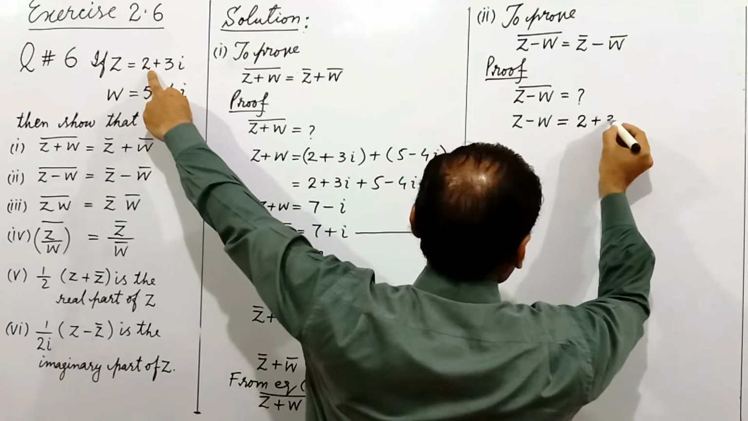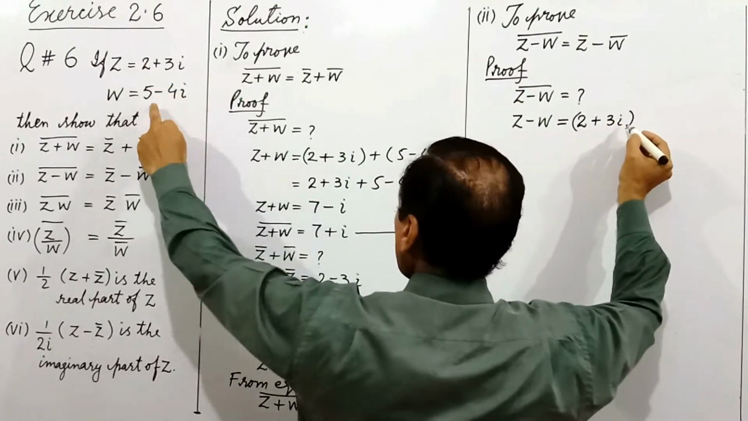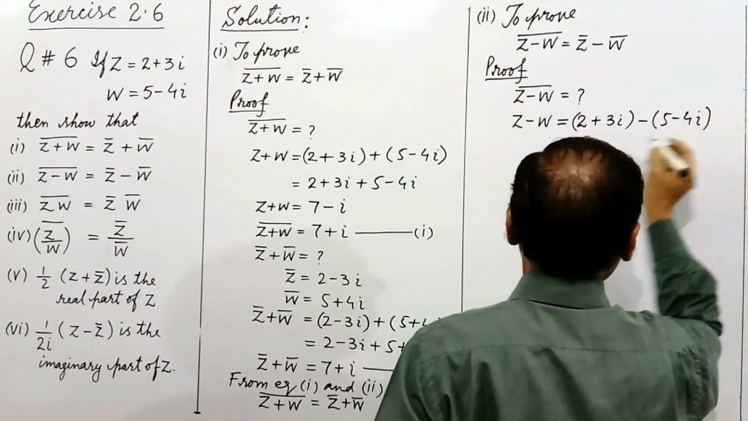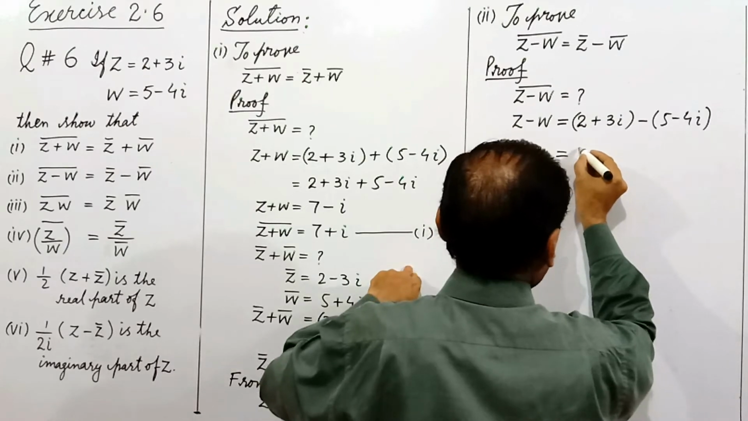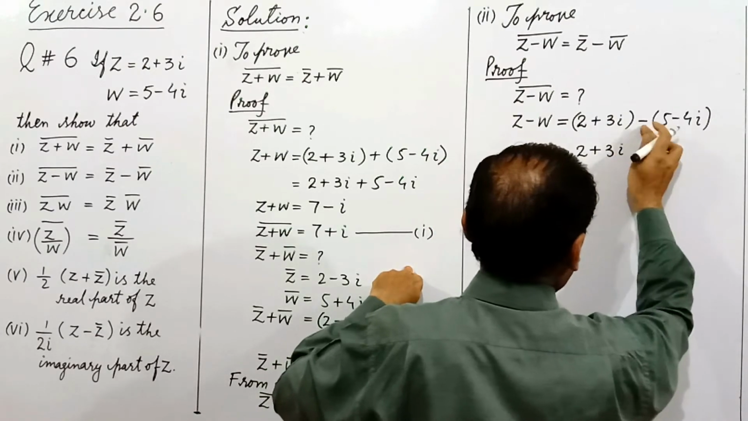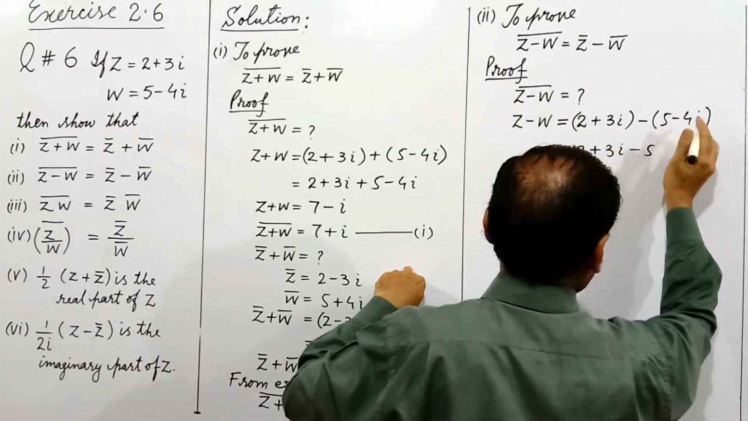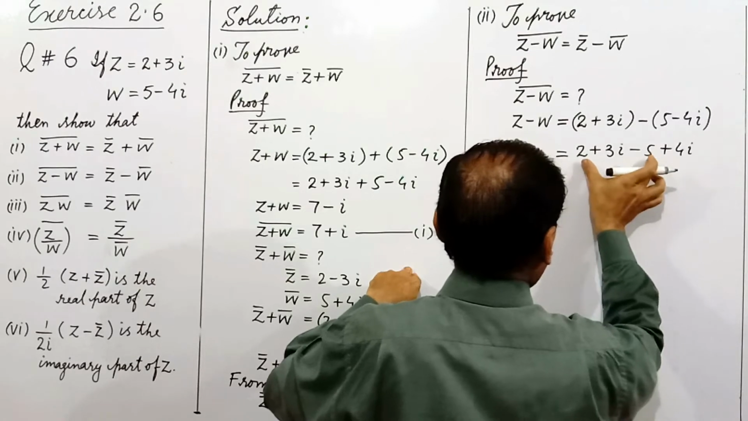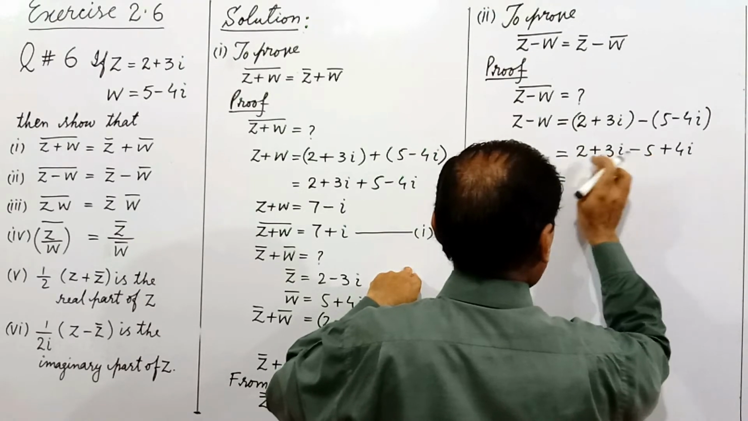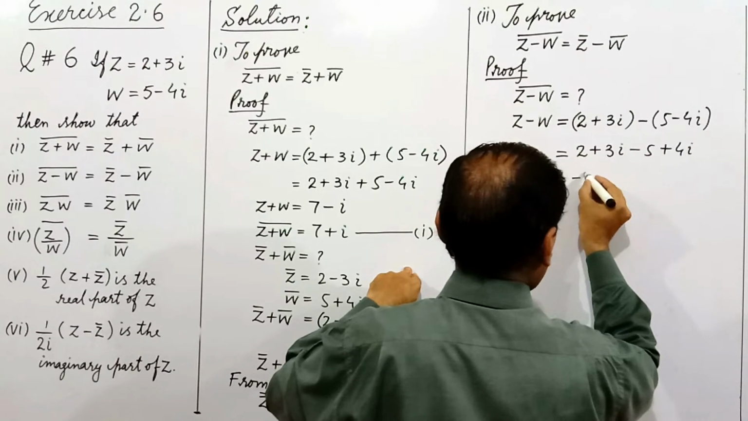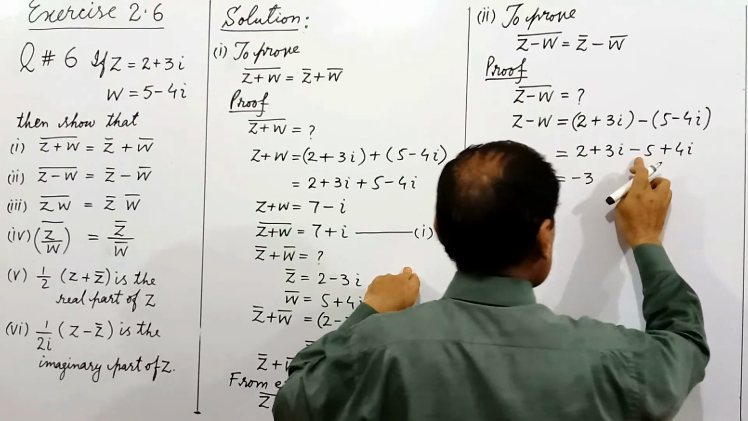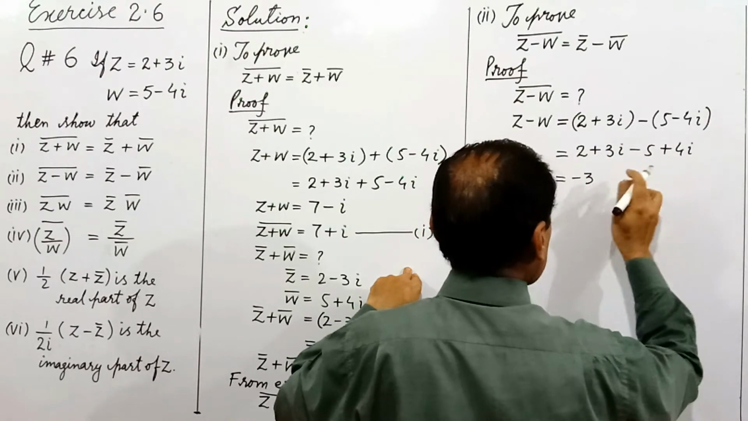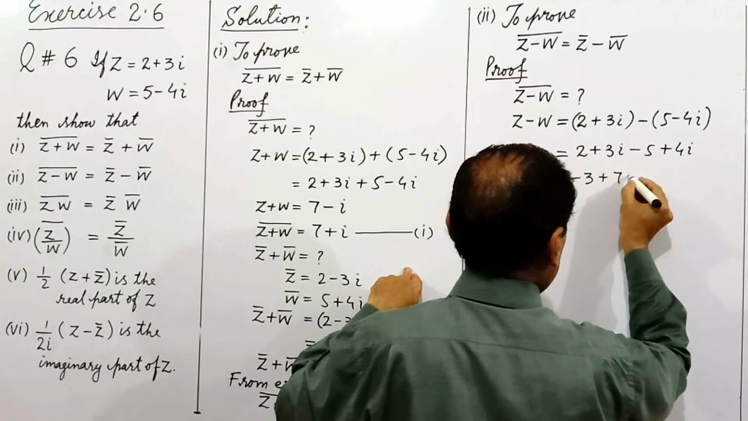2 plus 3 iota minus 5 minus 4 iota. We open the bracket: 2 plus 3 iota minus 5 plus 4 iota. Real parts are subtracted as the signs are different. So minus 5 plus 2 is equal to minus 3, because the bigger value is 5 and its sign will be carried. So 3 iota plus 4 iota, signs are the same. We add them: 7 iota.